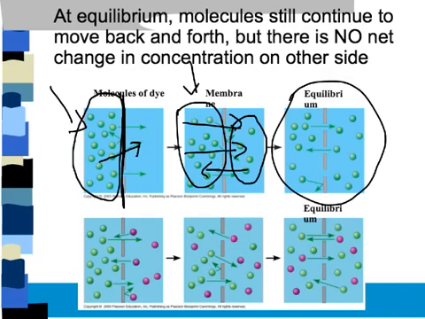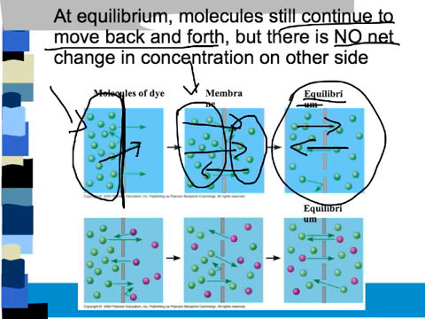Now, one important thing that students often get confused about: when we reach equilibrium, that does not mean the molecules stop moving, okay? They still continue to move back and forth at equilibrium, but they're just moving back and forth at equal rates. So we say there's no net change because the number of molecules moving left across this membrane is equal to the number of molecules moving right.